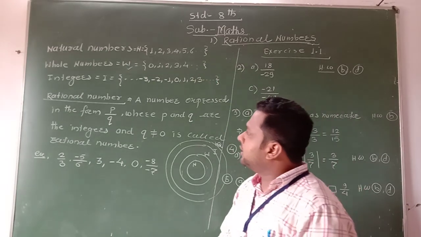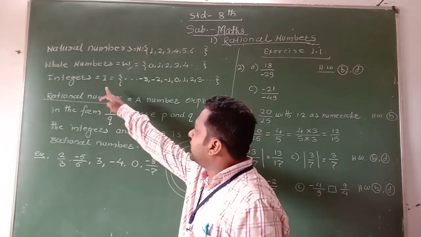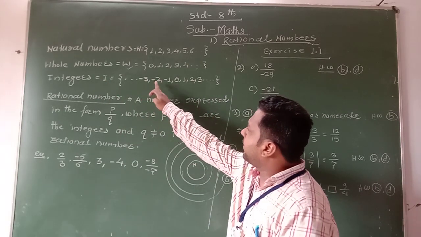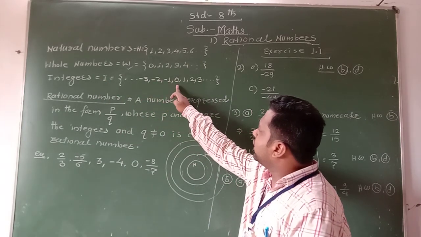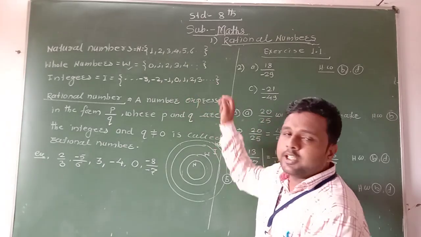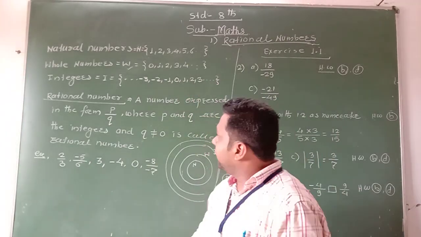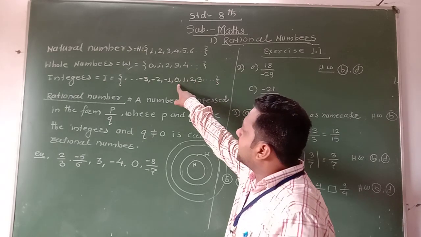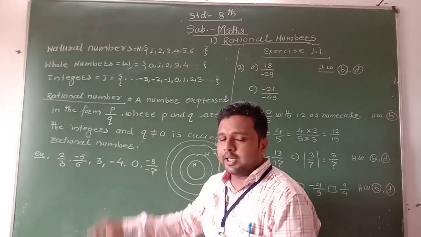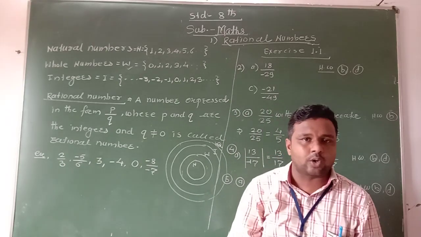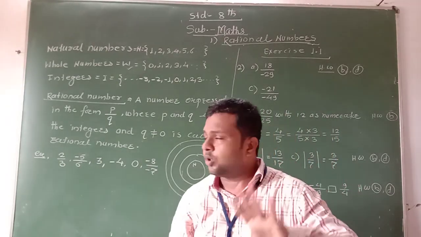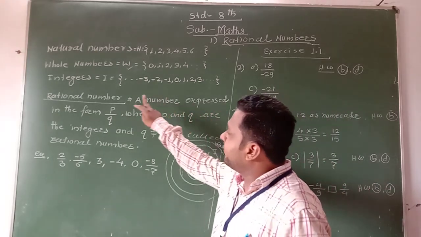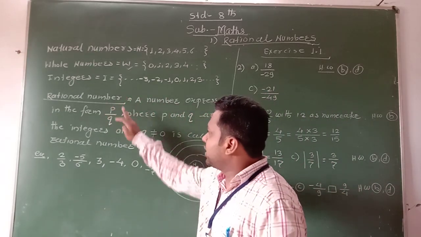Now the next type is the integer. It is represented as capital I. -3, -2, -1, 0, 1, 2, 3 are the integers. In this set of numbers, natural numbers are there, whole numbers are there, negative numbers are there. The set of all these numbers is called integers. And we know all these types. Now today we discuss the next type, that is the rational number.